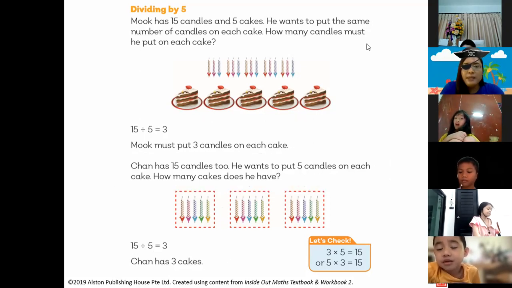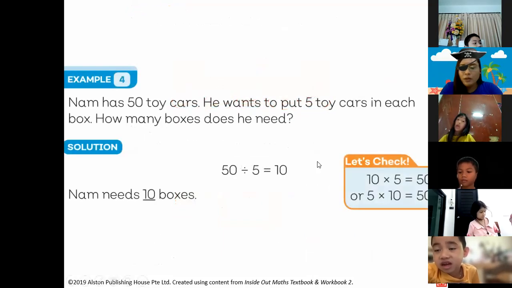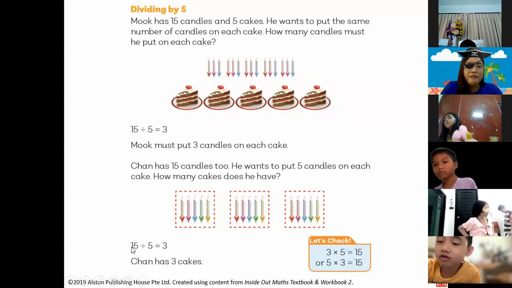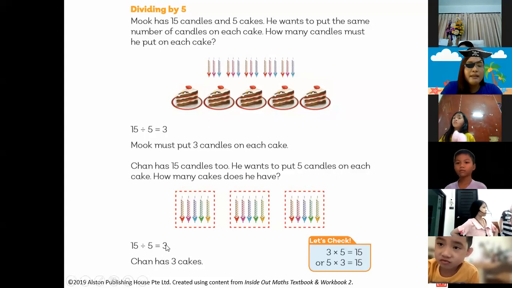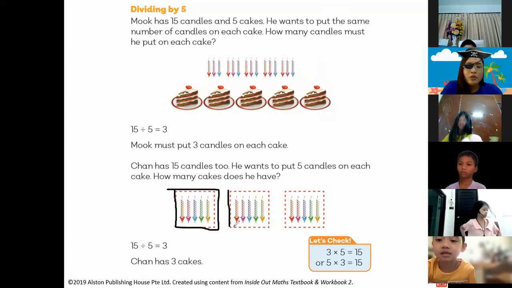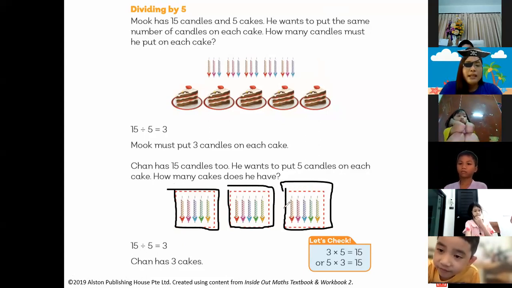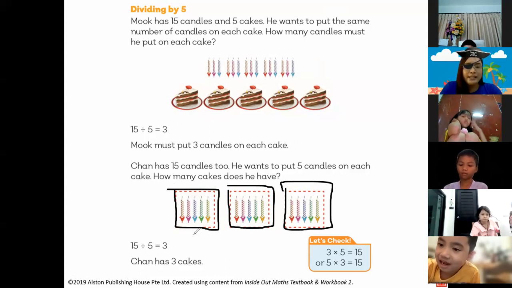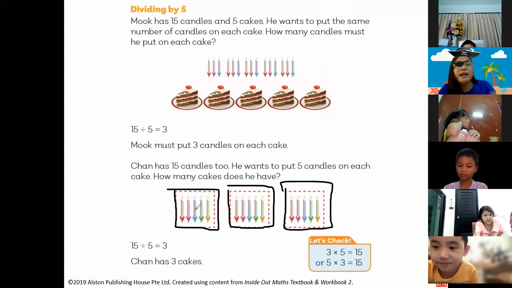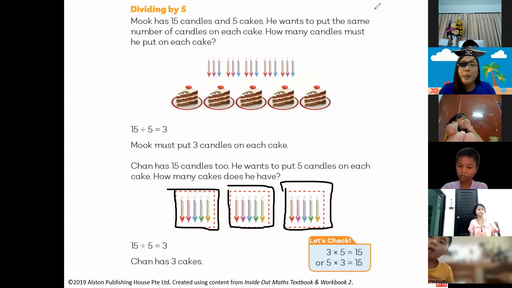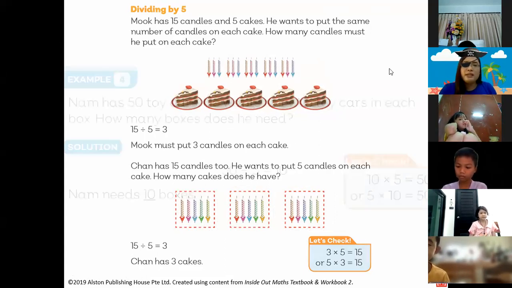Oh, hold on. So Chan needs 3 cakes. So that's 15 divided by 5, that's 3. So Chan has 3 cakes. So here, 1, 2, and 3. So he needs 3 cakes. So that's how he divides the number of candles to have 5 candles in each cake. All right. Okay, let's proceed to this example.